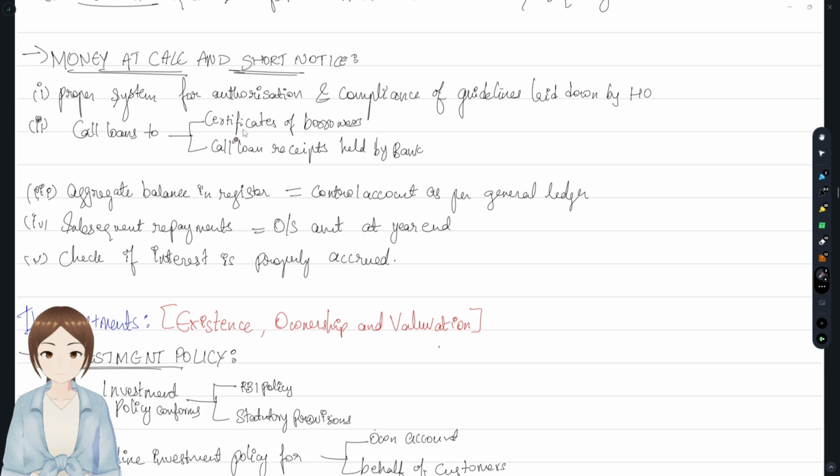Again, third party confirmation, the certificates by the borrower, and the call loan receipts held by the banks. You see, these are call loans when we give to other banks, and this is when we take call loans. We have to check for that. These are call loan balances.